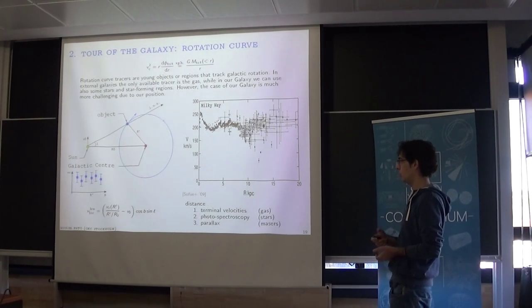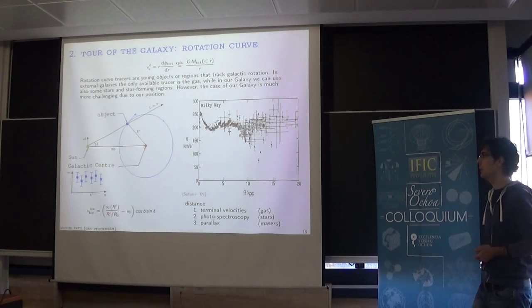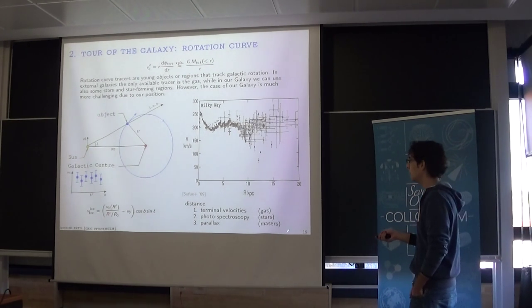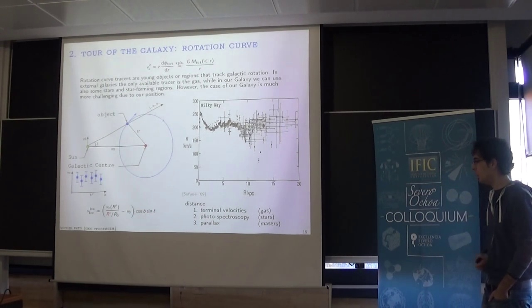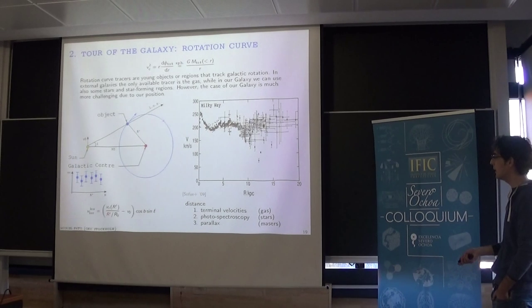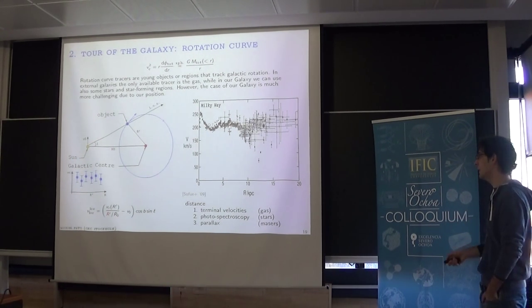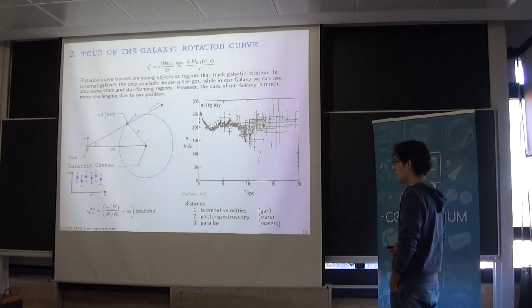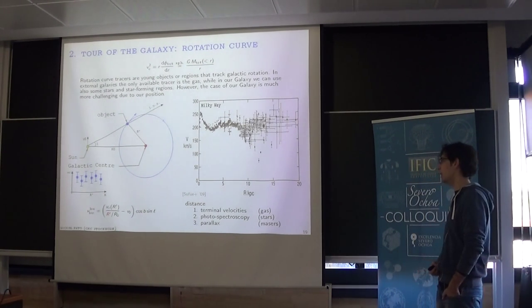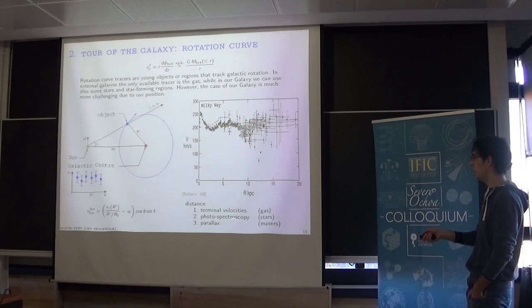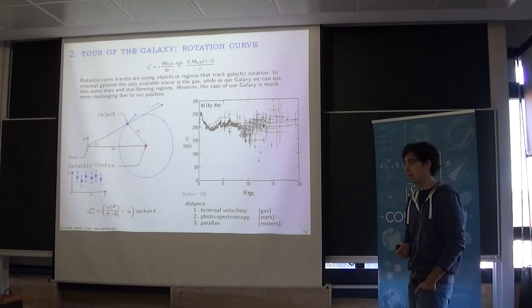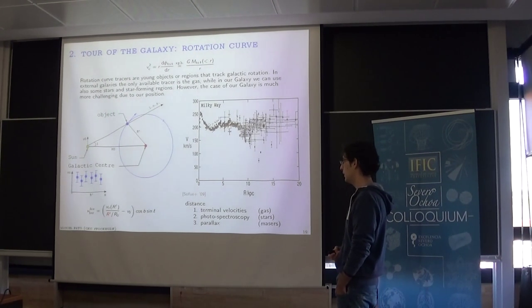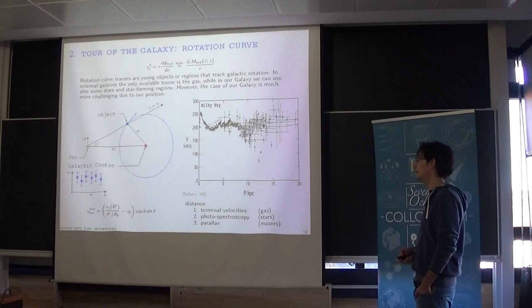Then you have to be able to tell at which distance this object is. In the case of the gas, and this is actually a difficult problem in astronomy with important uncertainties, for the gas, under certain conditions, you can use terminal velocities. For stars, you can use some photospectroscopy and compare to star models. And in the case of masers, for example, you can use parallax measurements, which are the most model independent and sometimes the most reliable measurements of the distance.